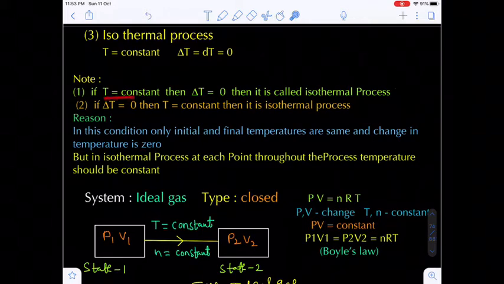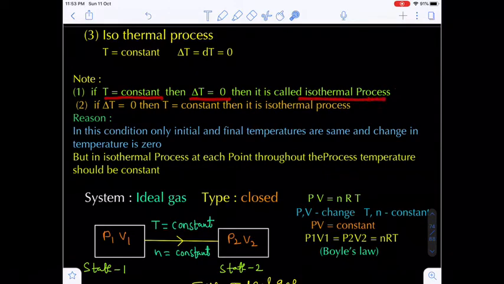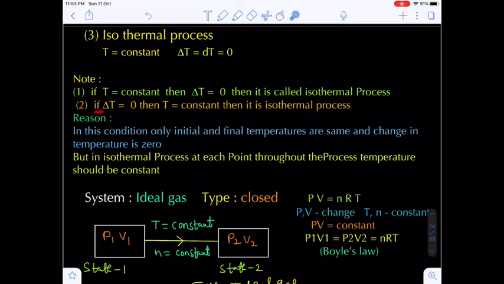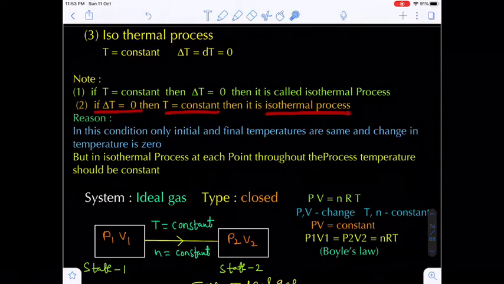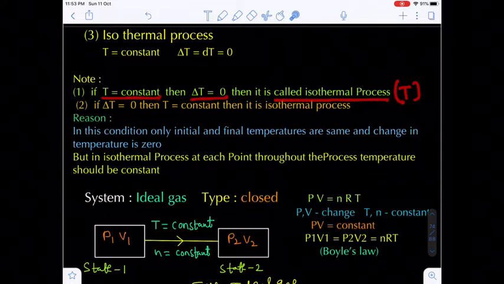Now here there are two important statements. The first statement: if the temperature is constant, then the change in temperature is 0, then the process is said to be isothermal. The second statement: if the change in temperature is 0, so the temperature is constant, then the process is said to be isothermal. Out of these two statements, which is true and which is false? The first statement is the true statement, because in an isothermal process, at each and every point throughout the process, the temperature must be constant.